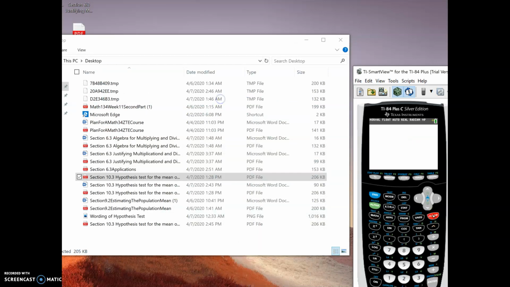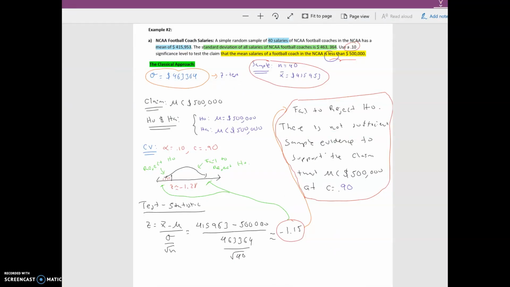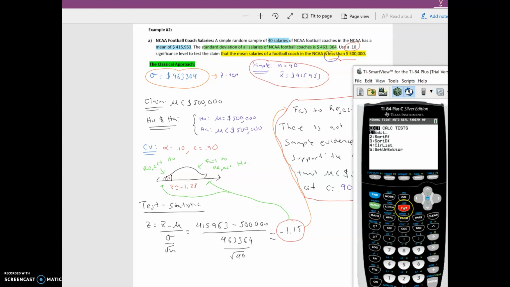Now, let me show you how to run this problem with the calculator. So you're going to be running stats, and then the type of test is going to be a z-test. And then make sure you punch in all the information. Let me double check. 500,000, 463,364, 415,490, 415,953, and a sample of 40. It's technically a claim of less than, so it's going to be a left tail test. And let me calculate.